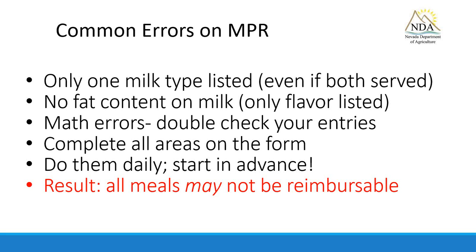Math errors. Make sure you double check your entries for the day or have a coworker double check your entries of your record, that your total amount of food pulled matches the correct amount needed for a reimbursable meal, or that the number of reimbursable meals matches your computer system for the day for what the district will be claiming for your site for the day. Make sure you complete all areas on the form.